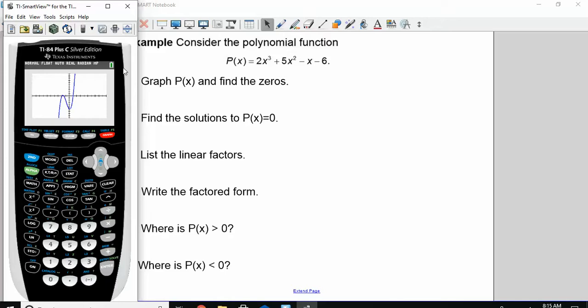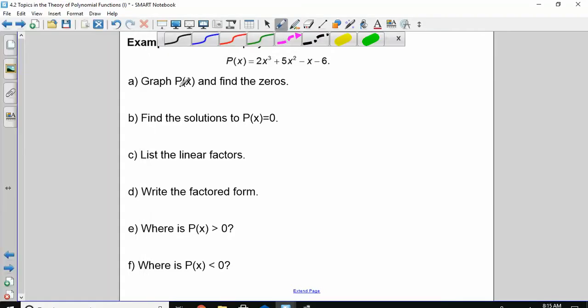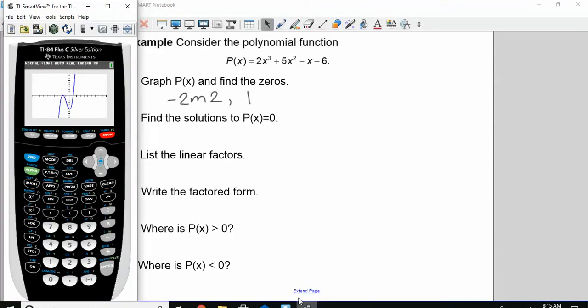If we think about yesterday, at the -2, our graph bounces. What does that tell me about the multiplicity? It's an even. So that one would have to be a multiplicity of 2 and a 1. Basically, -2 shows up as a 0 twice because it bounced off. So we just put M2. And then it crosses again at 1.